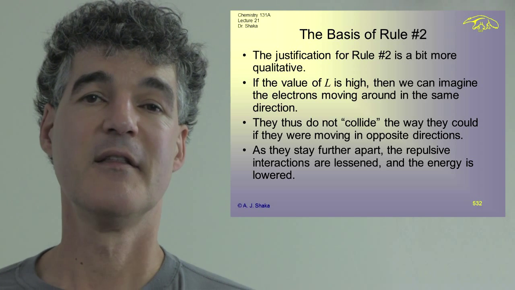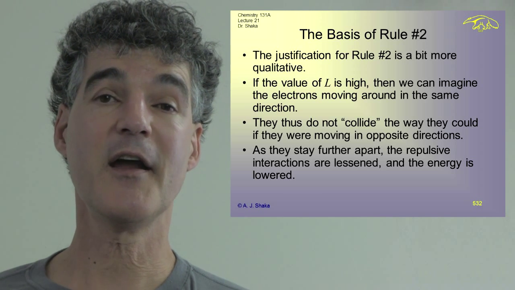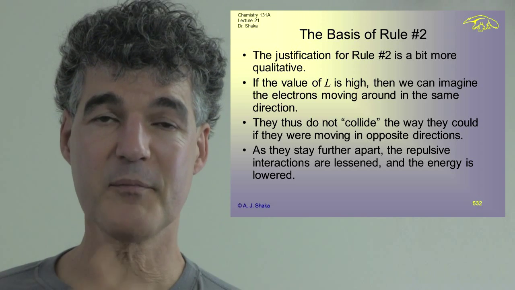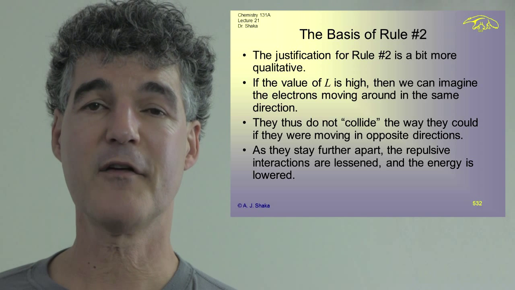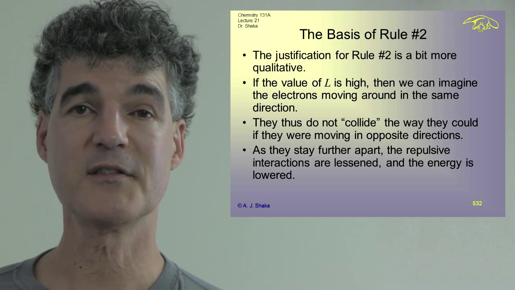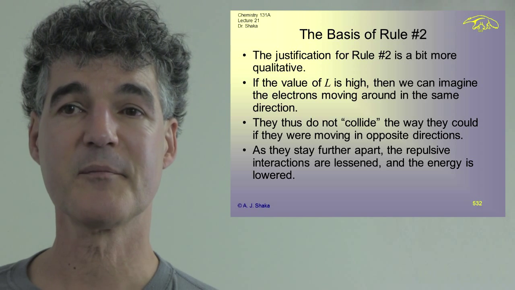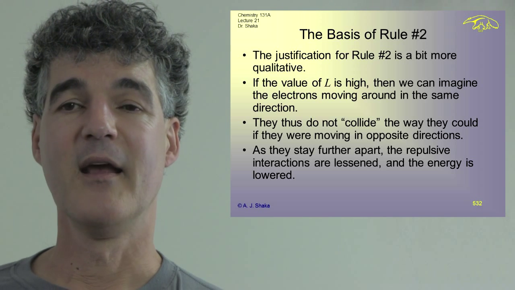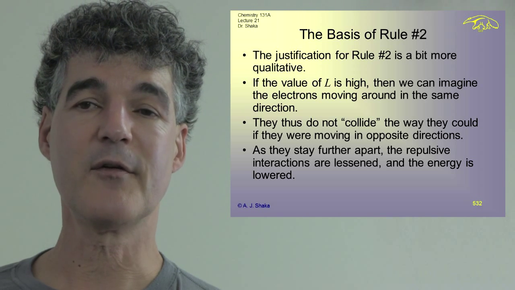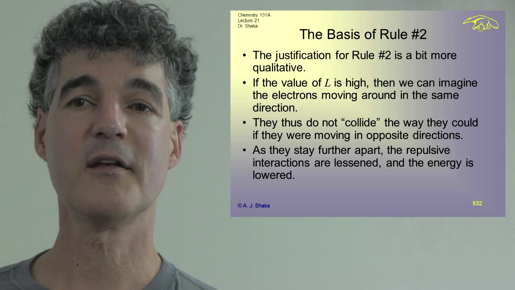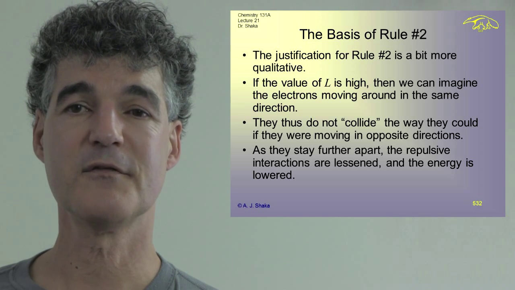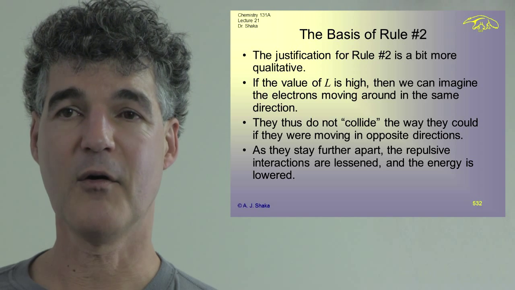That means the energy could be higher on average because the crashes push up the potential energy, and therefore we want a high value of L to avoid these crashes. Now, I don't think you want to believe that too literally, but anyway, it's a qualitative argument that gives you a feeling for why the repulsive forces may be lowered.